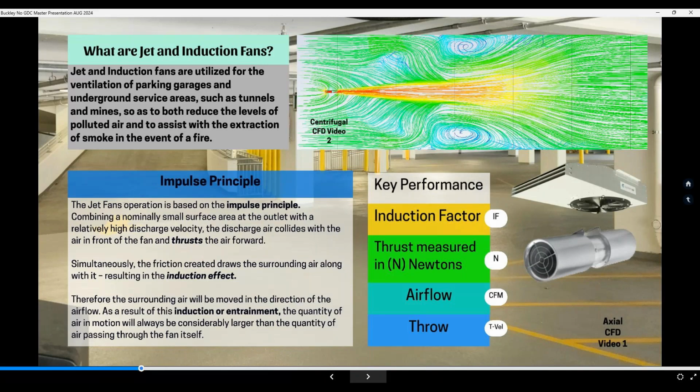That being the case, we have 4 key performance factors when we look at the performance of a jet fan. Now, I want to be very clear here. These 4 performance factors are all equally important. One has no priority over the other. So we'll start with induction, and that's pretty simple. The induction factor is the volume of air that's put into motion, which is many times greater than its AMCA rated airflow that is actually passing through the fan. Axial jet fans have an induction factor. Centrifugal jet fans have an induction factor.